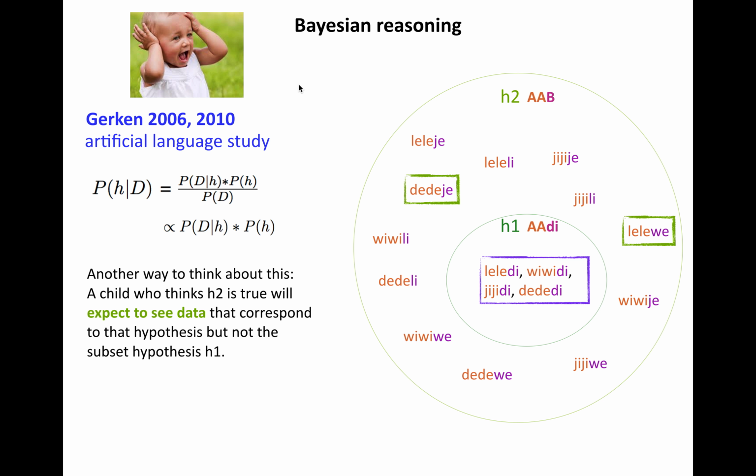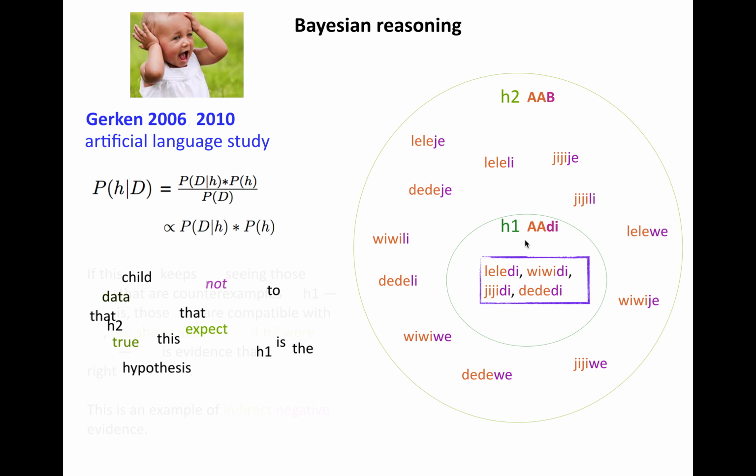So another way to think about the Gerken results with artificial language data with respect to Bayesian inference is about expectations, about incorporating expectations into what you see and what you don't see, right? So a child who thinks that the more general hypothesis, this AAB hypothesis where two syllables repeat and then you have a third syllable, is true will expect to see data that follow that one but are not compatible with the more specific one of two syllables that are the same followed by the syllable D, right? So that she'll expect to see counterexamples to H1 if H2 is actually true and H1 is not true, right?